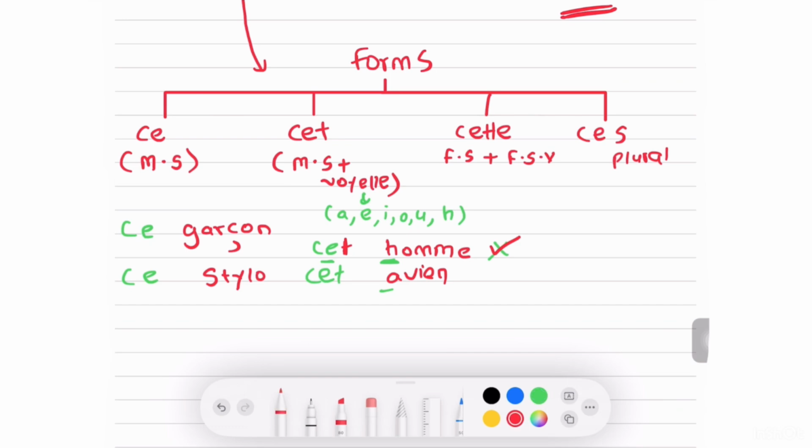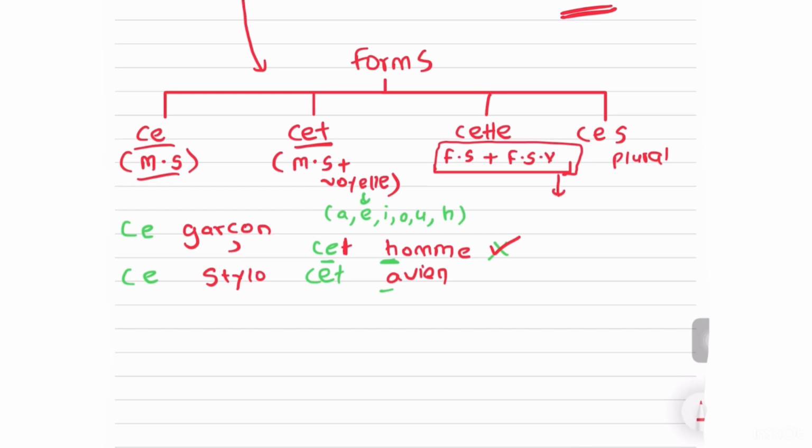Now the third one is CETTE. Now here you'll see this is used for feminine singular and feminine singular vowel. That means it has two uses. Here for masculine singular and masculine singular vowel we had a separate adjectif démonstratif. But here for both of them we use the same one. So that means we'll be writing like this. For example, I'm saying this dress, that is robe. Robe is your dress. Or if I'm talking about a woman, so cette femme. Or if I'm talking about, let's say, this clock, cette horloge.